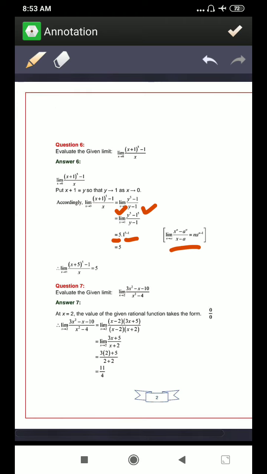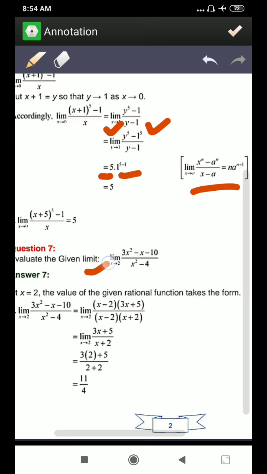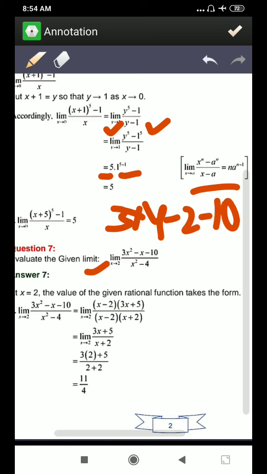Come to question number 7. It is 3x square minus x minus 10 divided by x square minus 4. You put x equal to 2 in this, because limit x tends to 2 is given. On replacing x by 2 in the numerator, you will get 0, you can check it. And the denominator also you will get 0. See, it will be 3 into 4, that is 12, minus 2 minus 10, so the numerator is 0. And the denominator x square minus 4 is also equal to 0. So this is 0 by 0 form.